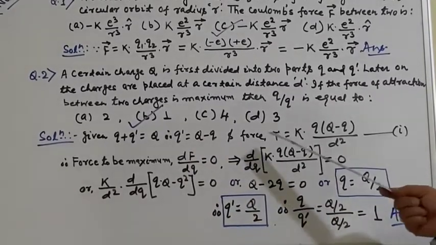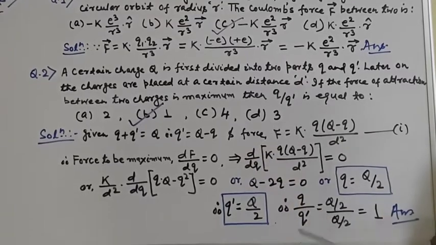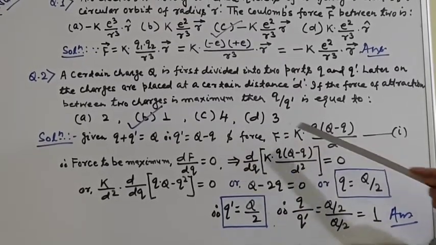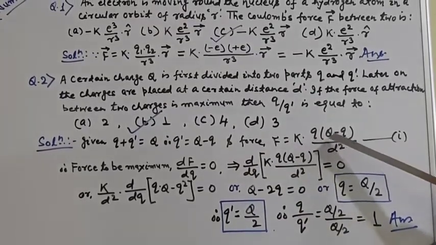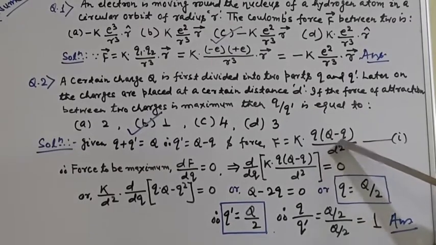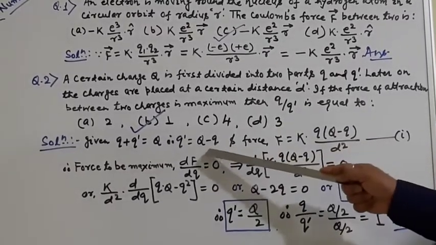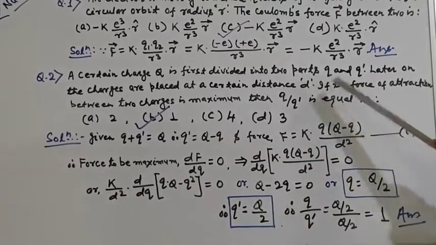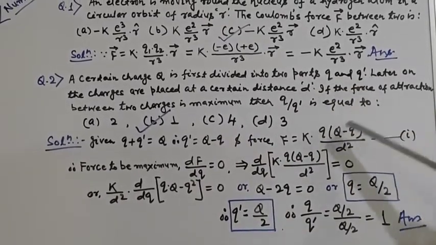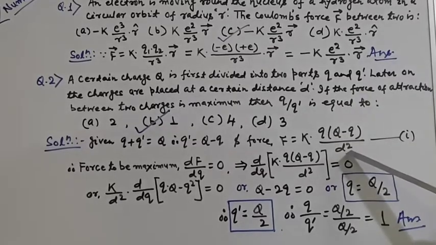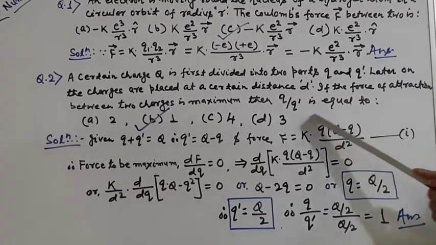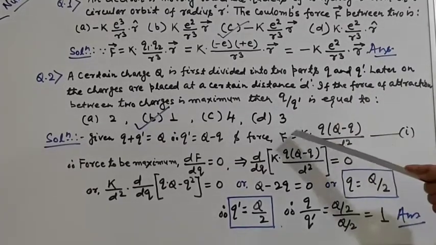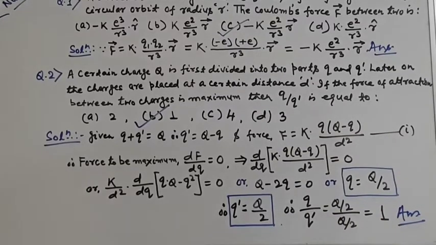What is the formula for the force? F is equal to K q1 q2 by r square. So K, at the place of q1 q, at the place of q2 Q minus q. This is the second charge and this is the first charge. So at the place of q dash, Q minus q, and the distance between them is d square. This equation will first give the force between the two charges.